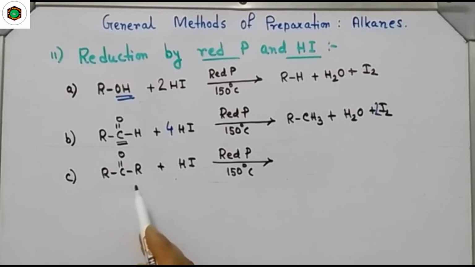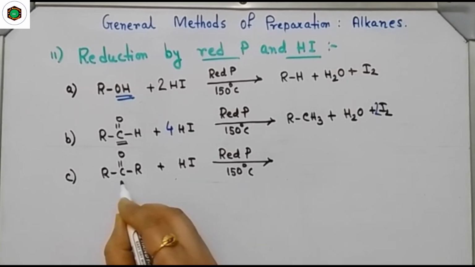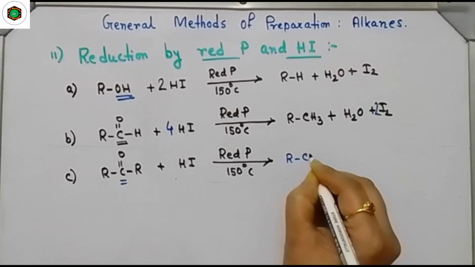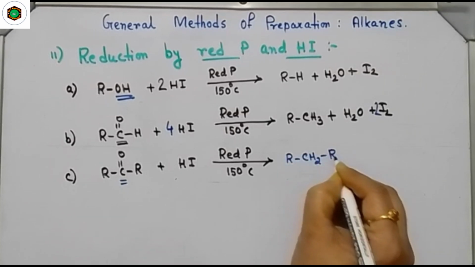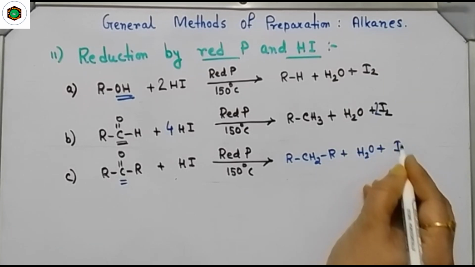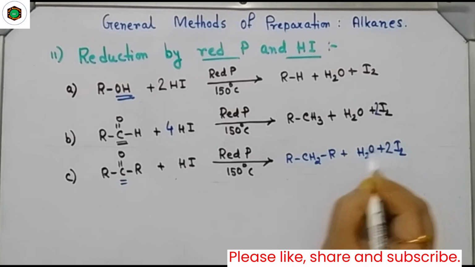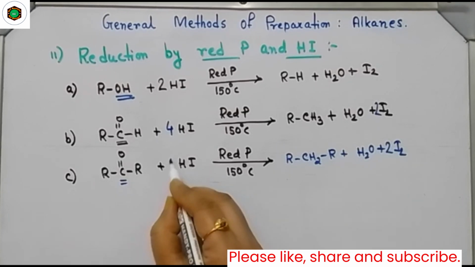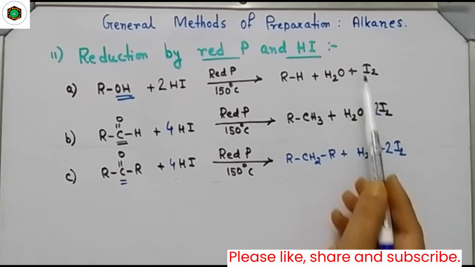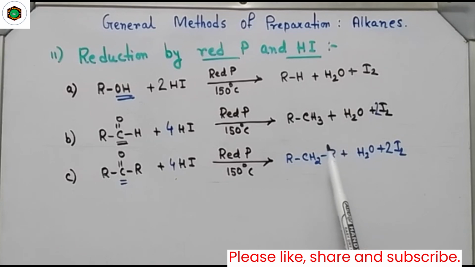Similarly, if you have a ketone, then this CO will be converted into CH2, and you will get RCH2R, meaning you are getting an alkane, plus water plus iodine. Here 2, that's why here 4. Now see, everywhere we are getting iodine. So we can say iodine is formed in this reaction.